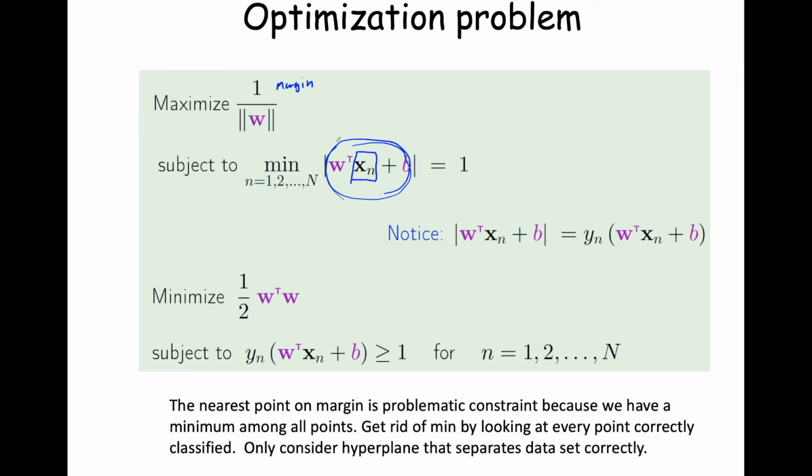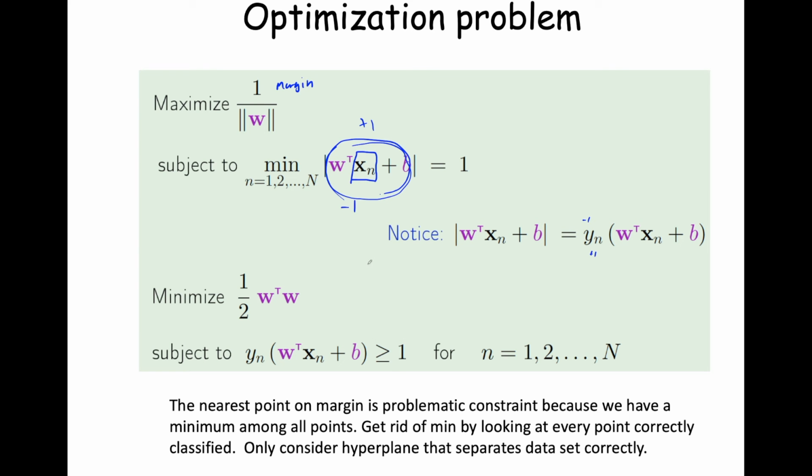And so that means without the absolute value, this is either -1 if it's on the minus side of the line, or +1 if it's on the positive side of the line. If it is on the negative side of the line, yn is -1, and minus times minus is plus. If it's on the positive side of the line, plus times plus is plus. And so we can achieve the same effect without this minimization by changing this constraint to be subject to yn times our score W transpose xn plus b greater than or equal to 1.